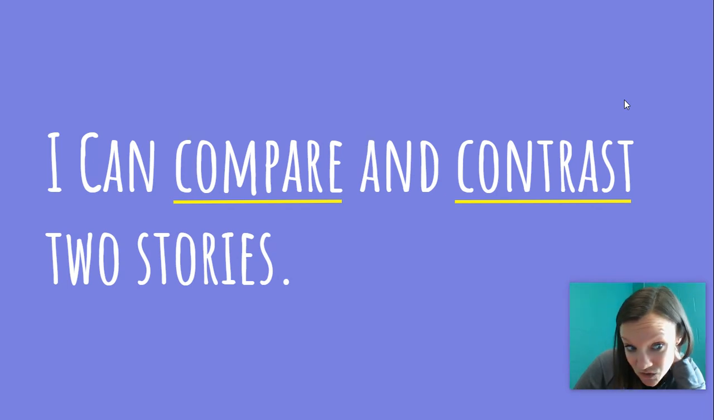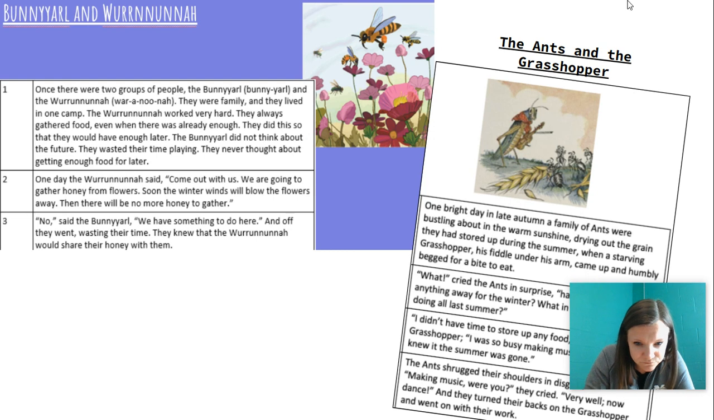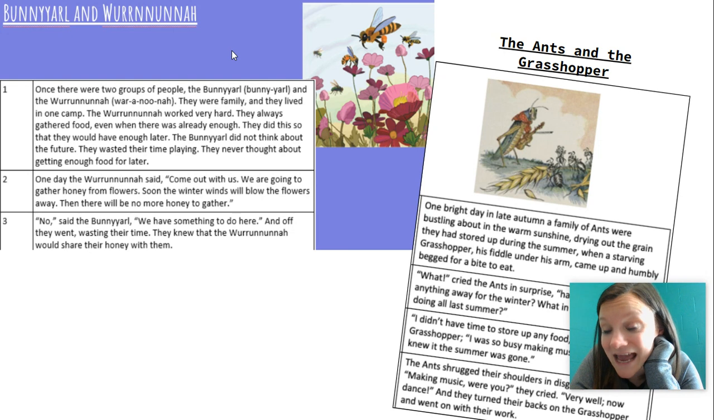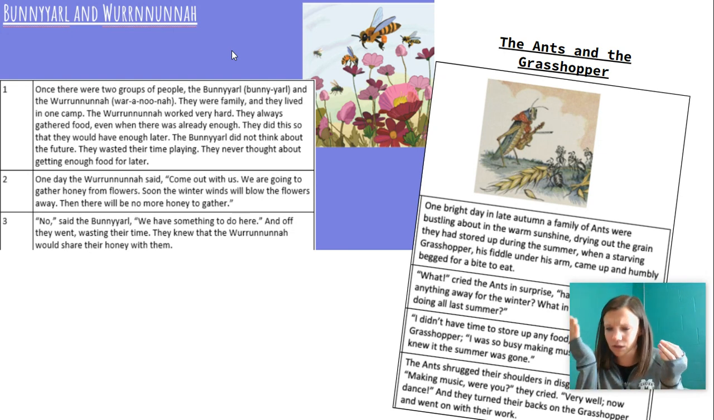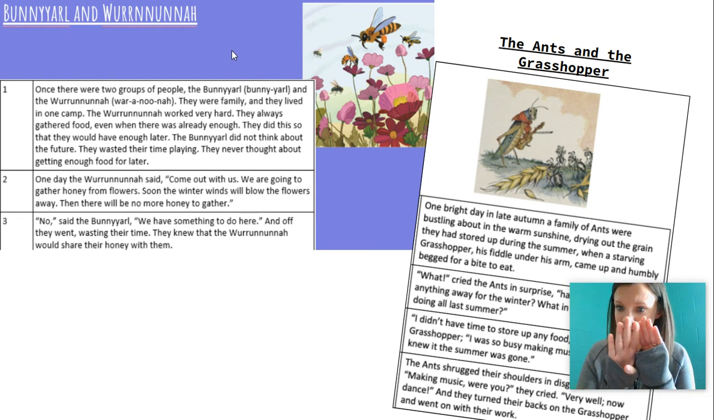We're going to be able to do that with two stories that we have already read. How convenient. So the two stories that we are going to compare, find out how they're similar, and contrast are Bunny Jarl and Warrenuna, or the lazy people and the hard workers. And we're also going to compare and contrast the ants and the grasshopper. Again, lazy people and hard workers. Oh, wait, is that a similarity?